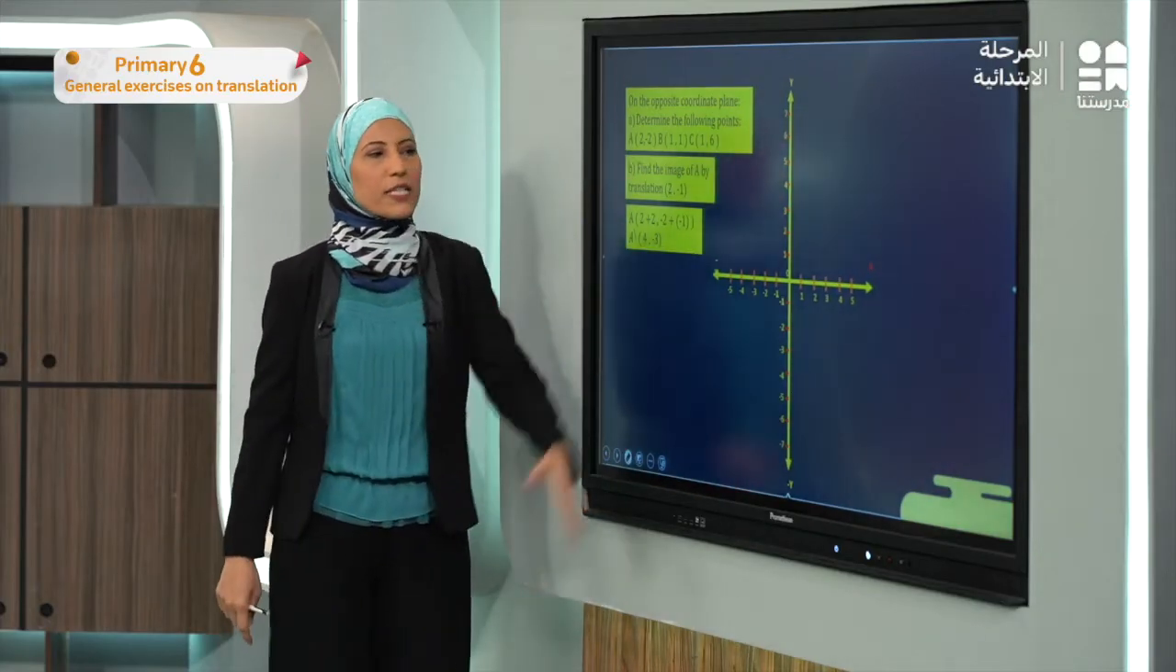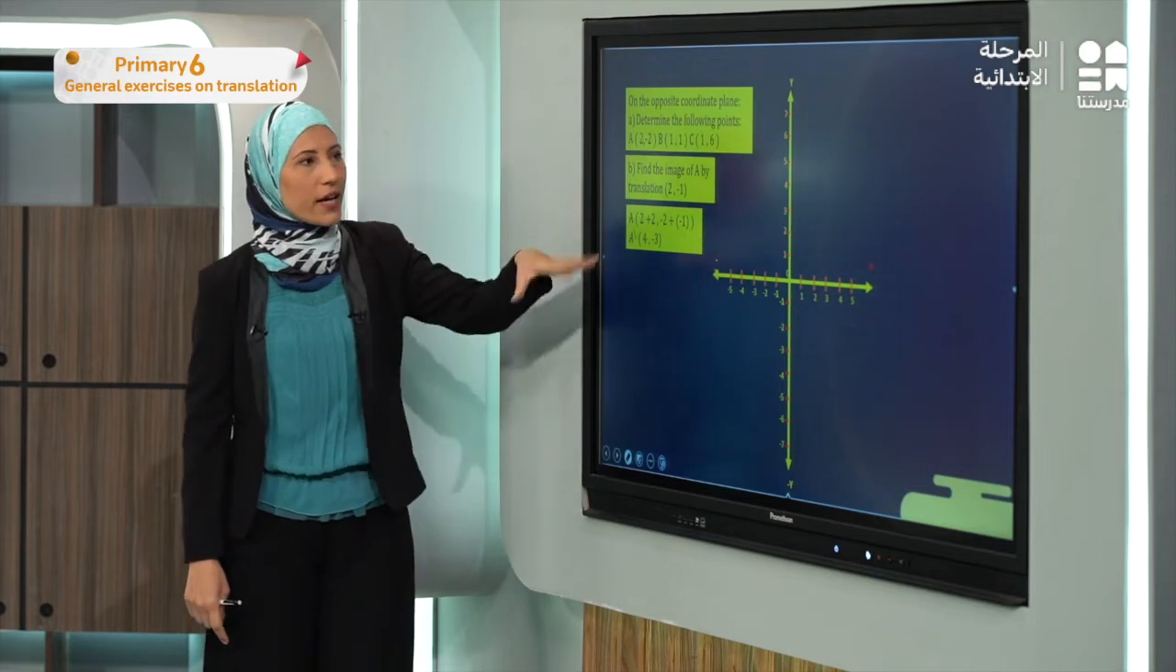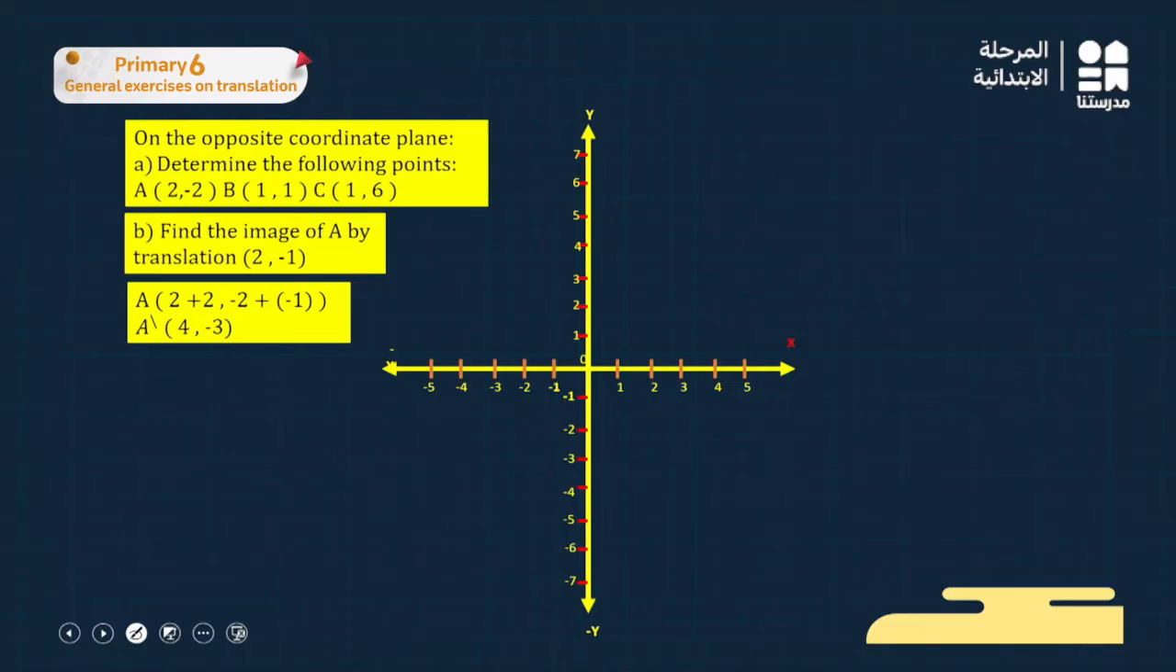Here, he gave me my plane already drawn. He wants me to determine the following points: A, 2 and -2; B, 1 and 1; C, 1 and 6. Then he wants me to find the image of A by translation 2 and -1. First, I am supposed to find my points A, B and C on my coordinate plane.